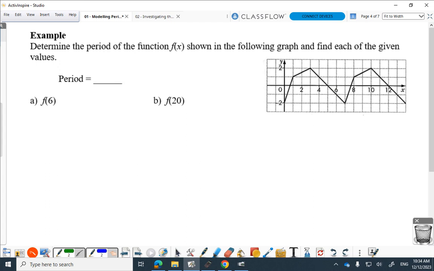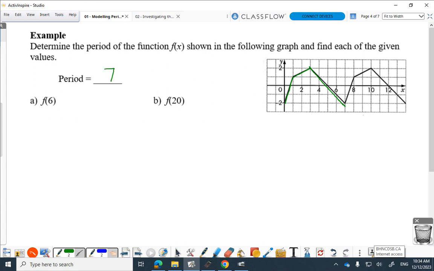So this says determine the period of the function in the following graph and then find each of the following values. So the period, again, you may find it helpful to start at 0 if you can. It's not always easy to start at 0 because maybe that's in the middle of a cycle. Highlight one cycle like that, because that might really help you decide what the period is. And the period here is 7. It goes from 0 to 7.